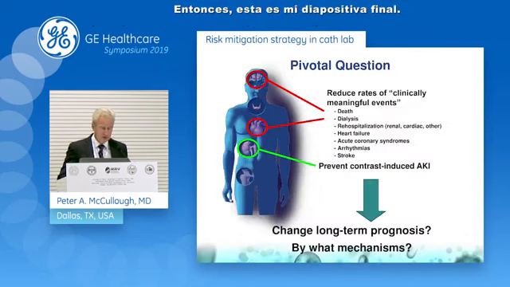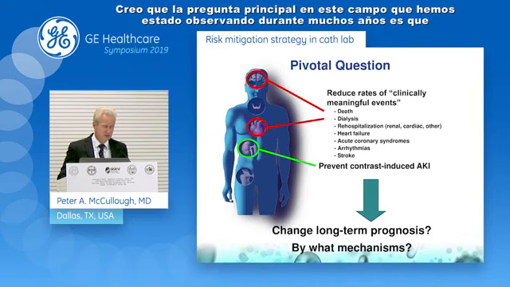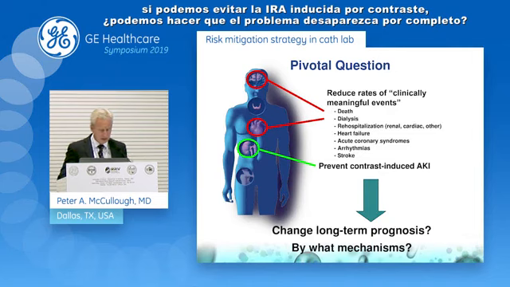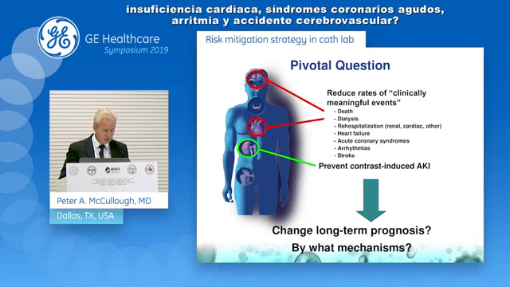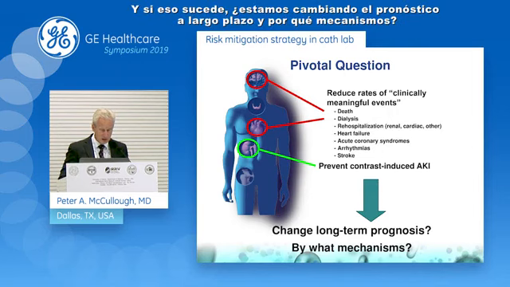So this is my final slide. I think the pivotal question in this field that we've been pursuing for years is if we can prevent contrast-induced acute kidney injury, if we can basically make this problem go away completely, will we reduce rates of clinically meaningful events, including death, dialysis, rehospitalization, heart failure, acute coronary syndromes, arrhythmia, and stroke? And if this happens, are we changing the long-term prognosis, and by what mechanisms?